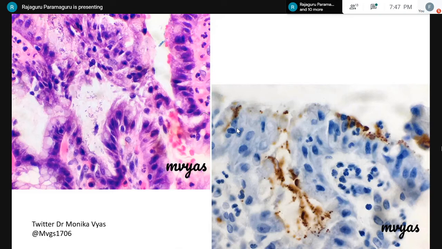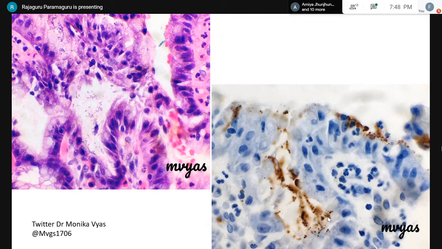So this is one image from Twitter. The coccoid forms are in clumps. They are colonizing the surface epithelium, and you can see the IHC beautifully staining these organisms. So if you have the facility of doing IHC, you can always report it. If not, you can report the pathology as chronic active gastritis, and the clinician can rely on the CLO test for the presence or absence of organism.